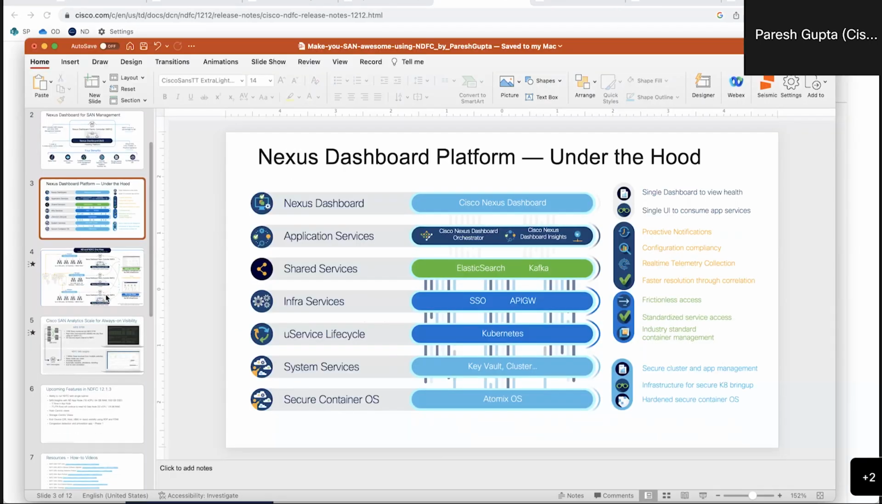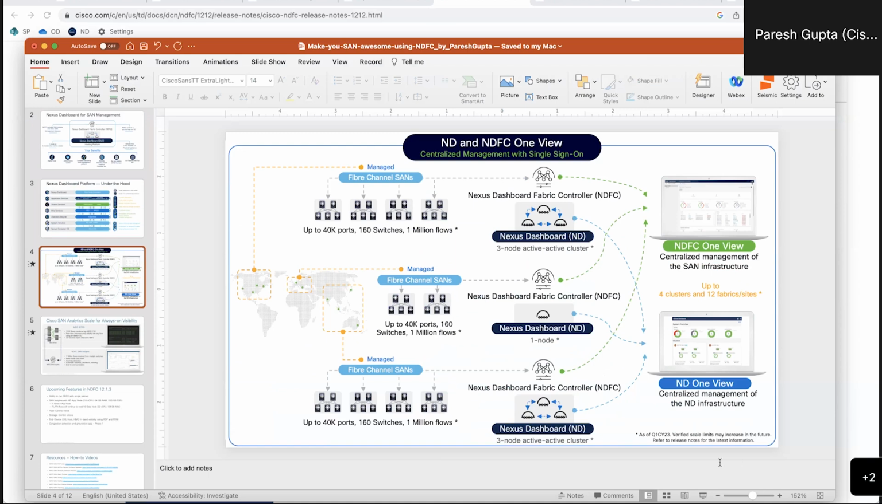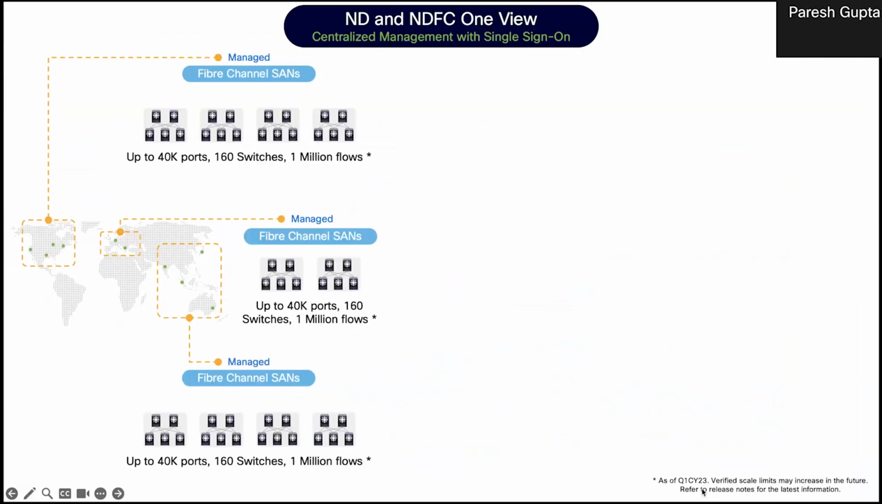Okay. Now, moving on, one of the features that I want to bring your attention to is OneView. Now, what exactly is OneView? So let's think about this, right? This is a typical scenario, primarily for large customers. Let's say in this example, there is a customer who has some SAN fabrics in, let's say, America. Some of them are in Europe and some of them are in Asia.